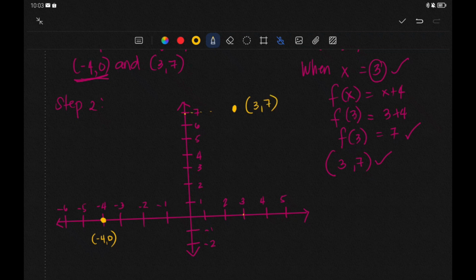Next, we are going to draw a line that passes through this point. So, we are going to draw a line that passes through the 2 points. So, this is now our graph.